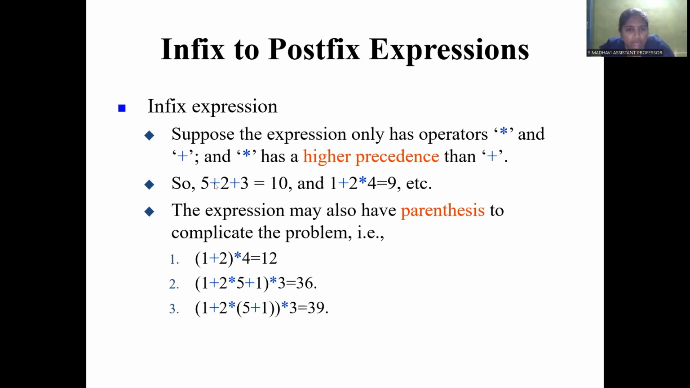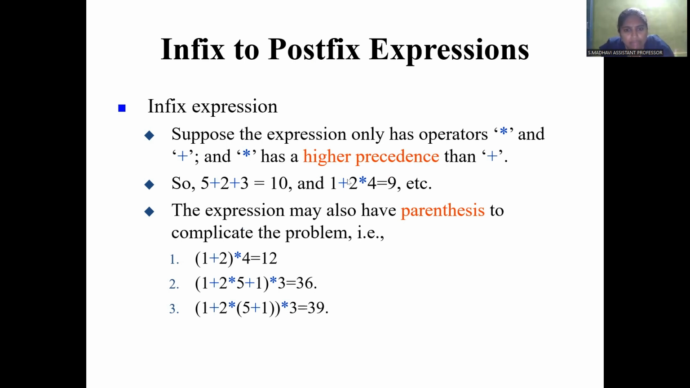So here we have two plus operators, which are of equal precedence. According to the associativity rule, if we have operators of the same precedence, we solve them from left to right. So first we solve 5 plus 2, which is 7, and then 7 will be added with 3, which gives 10.